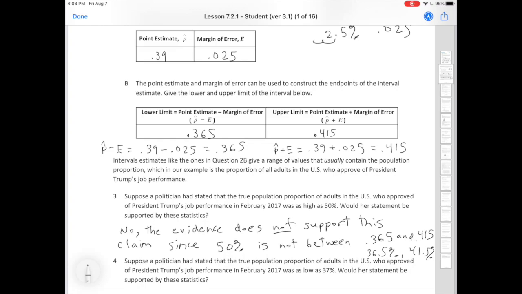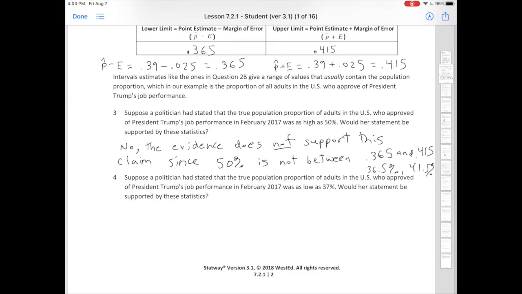So if you're saying something like that he has a 50% job approval rating in February 2017, this is not based on this evidence, right? So the correct question to ask would be, well, where is your evidence for this? Because the evidence does not show that. So let's move on.